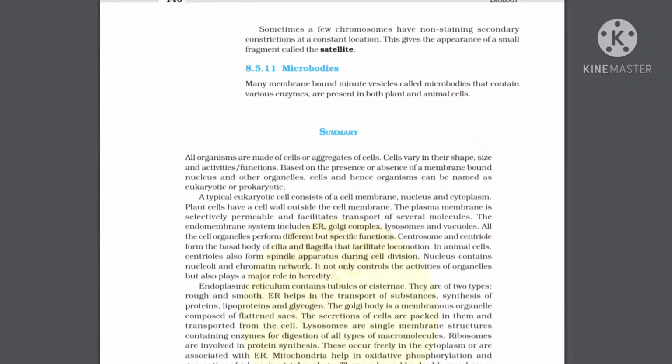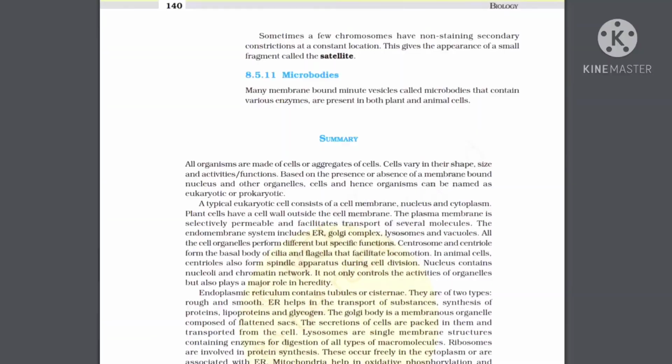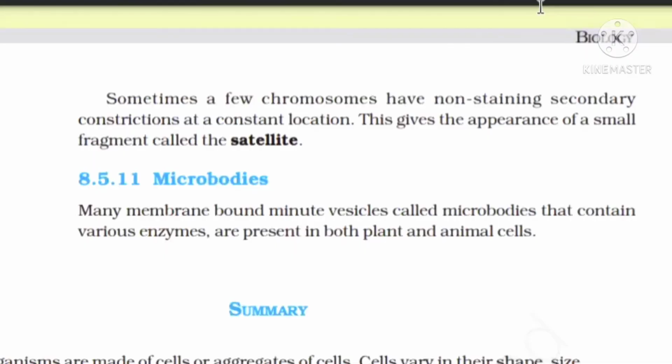So see here, sometimes in a few chromosomes, this is also a non-staining part. Primary constriction is also non-staining. Even secondary constriction is non-staining. Okay, and it is at a constant location, and it gives the appearance of a small fragment called satellite. So such chromosomes are known as SAT chromosomes. So I hope this topic is clear to you. Okay, thanks for watching.